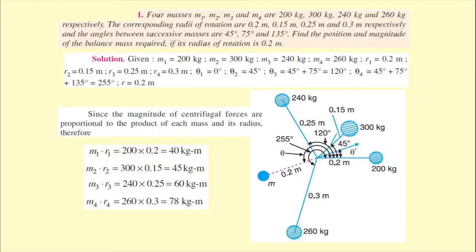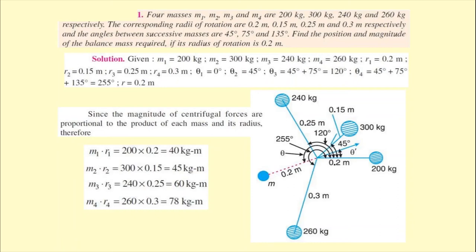Now let us discuss this using a numerical problem. Here, 4 masses M1, M2, M3 and M4 are given with values 200 kg, 300 kg, 240 kg and 260 kg, and their radii of rotation and angular orientations are given. In the problem it is asked to find the position and magnitude of the balance mass required if the radius of rotation is 0.2.